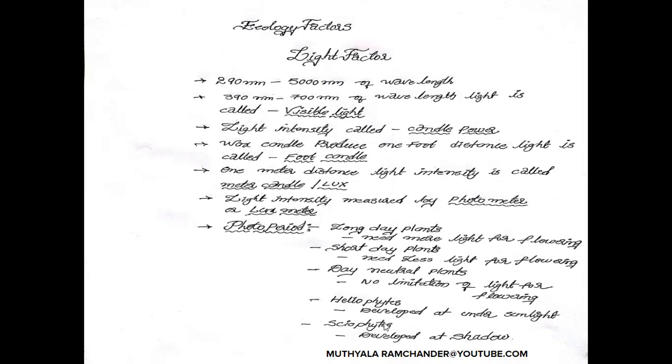Heliophytes, sciophytes. Heliophytes need light compulsorily; they are exposed to sunlight, called heliophytes. Sciophytes do not need light. They develop under the shadows, called sciophytes.